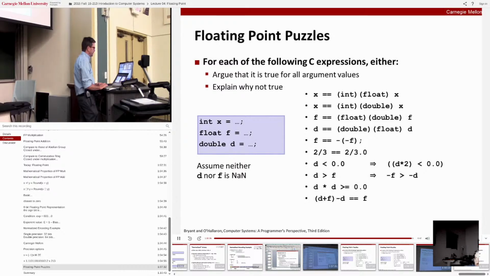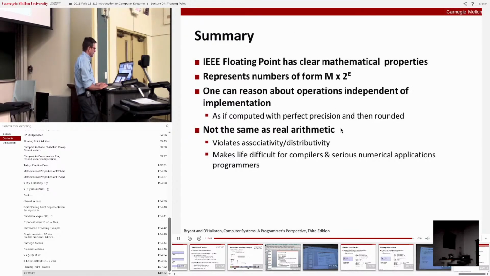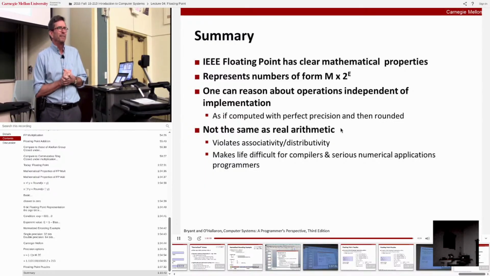Yes, that's false. Is d squared, the double d squared, always greater than or equal to 0? Yes. And how about, does d plus f minus d always equal f? No, because of lack of associativity. Okay, so that was fun, right? Floating point's always fun.